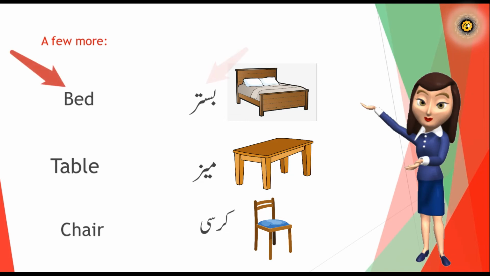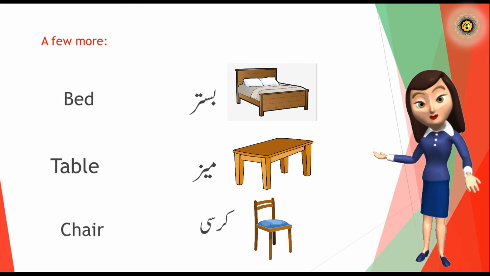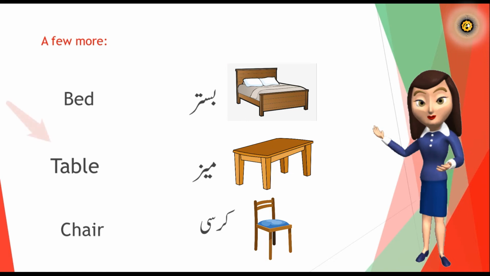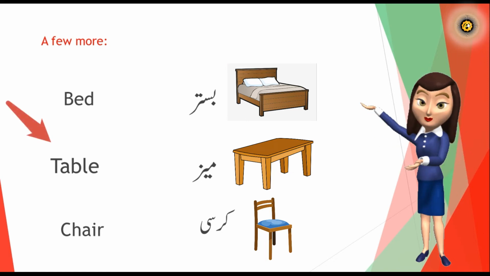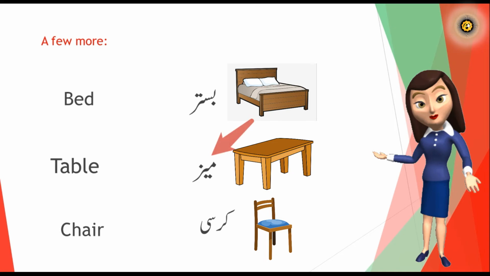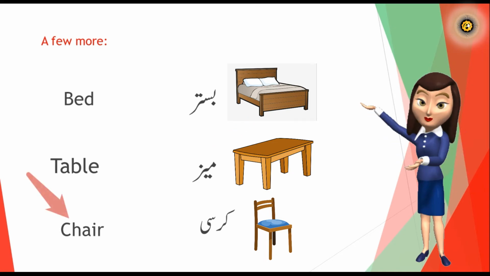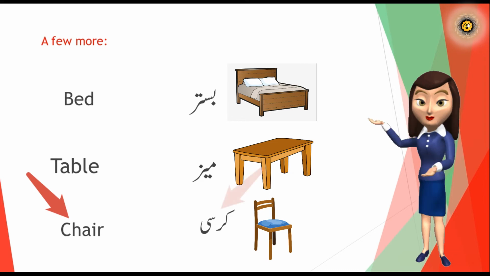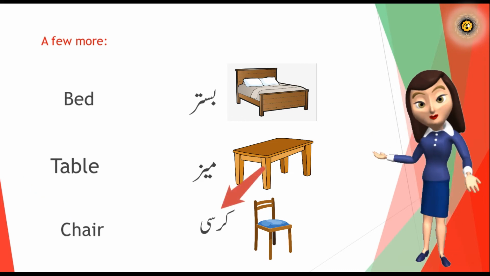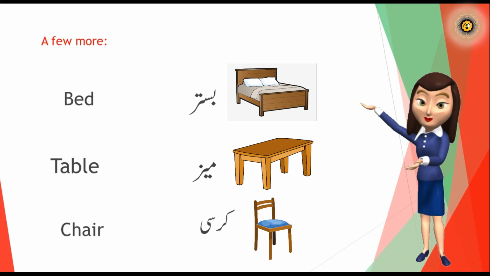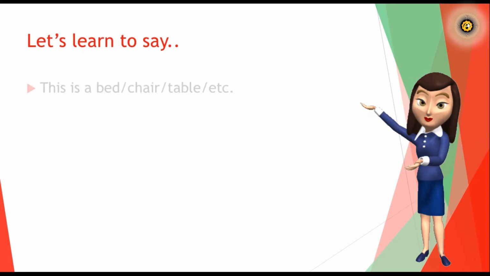Now let's repeat these words one more time. Bed in English. Bistar in Urdu. In English, table. In Urdu, mez. In English, chair. In Urdu, kursi. Repeat many times for practice. Okay?